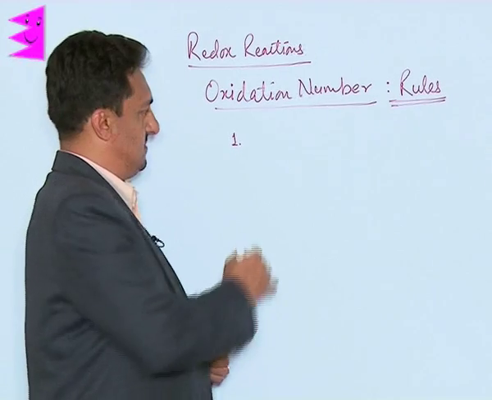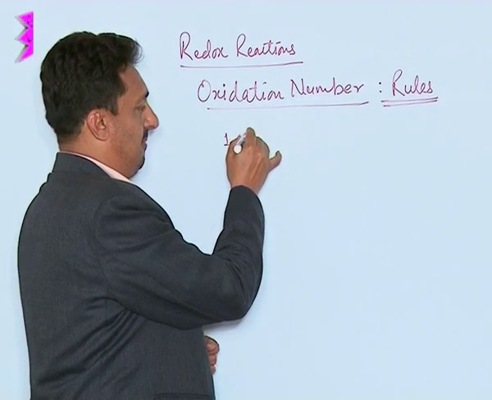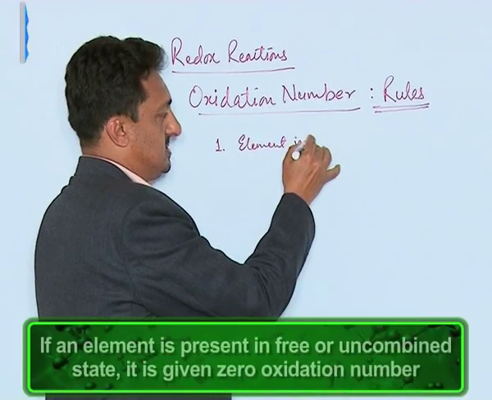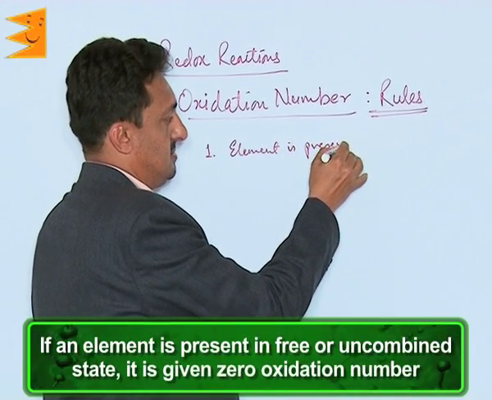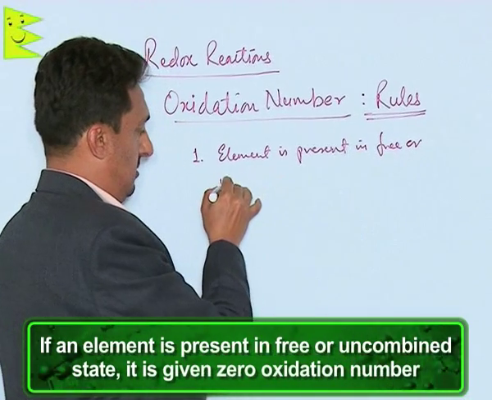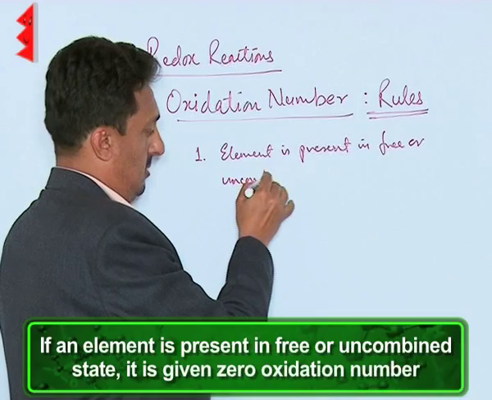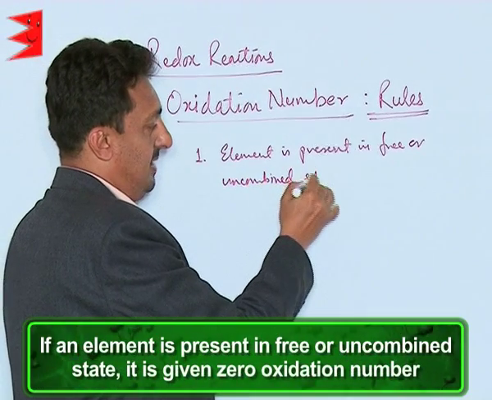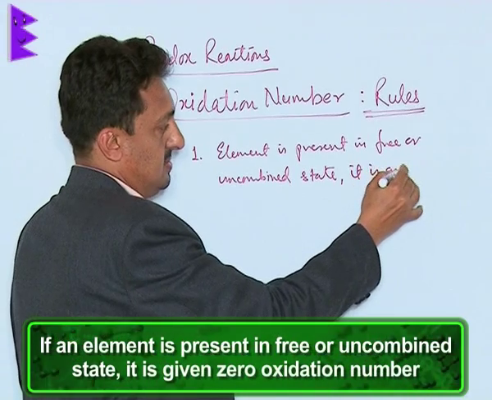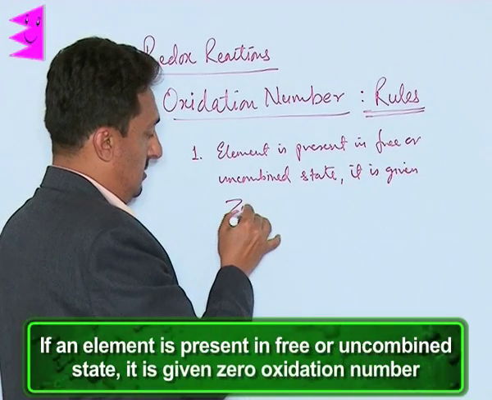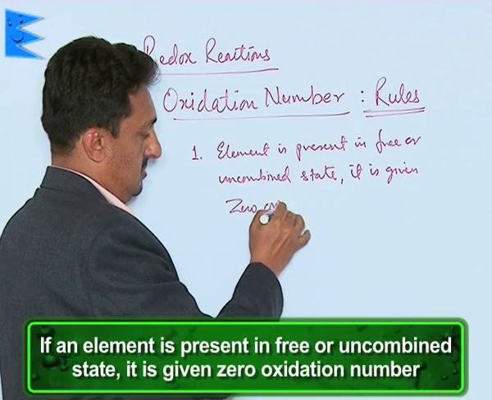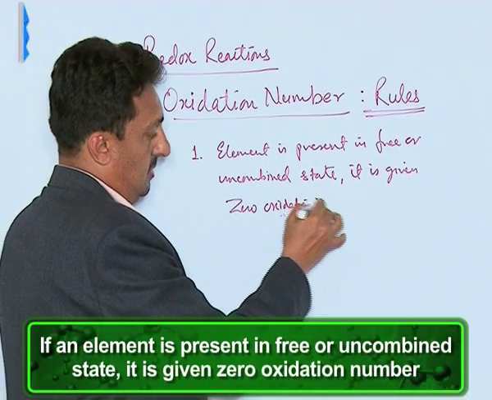The first rule is, if an element is present in free or uncombined state, it is given zero oxidation number.